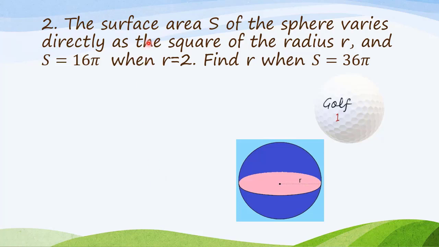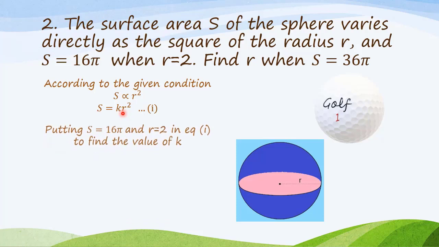Now the statement says the surface area S of the sphere varies directly as the square of radius. So if we write it in mathematical form, we get surface area S is directly proportional to R square. Removing the sign of proportionality and replacing it by equality and K, we get S is equal to K R square. Let's call this equation 1. Now we put the value of S equal to 16 pi and the radius equal to 2 in equation 1 to find the value of K.